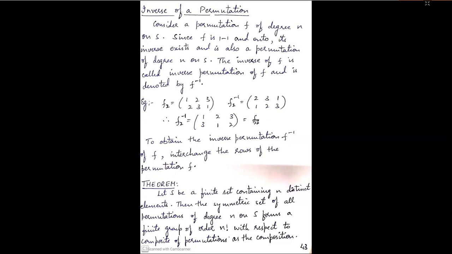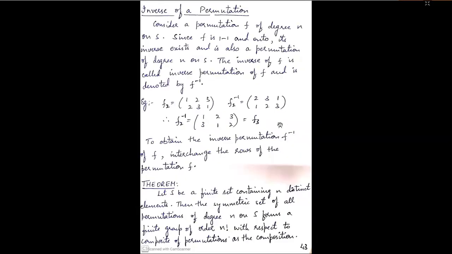So when we look at this set S3, this set S3 forms a group under composite multiplication. Under composition, this set S3 forms a group. Similarly, you can find the inverse of F4, F5 as well as F6 using the same method. So we have a theorem which states that let S be a finite set containing n distinct elements, then the symmetric set of all permutations of degree n on S forms a finite group of order n factorial with respect to composition of permutations as the operation.